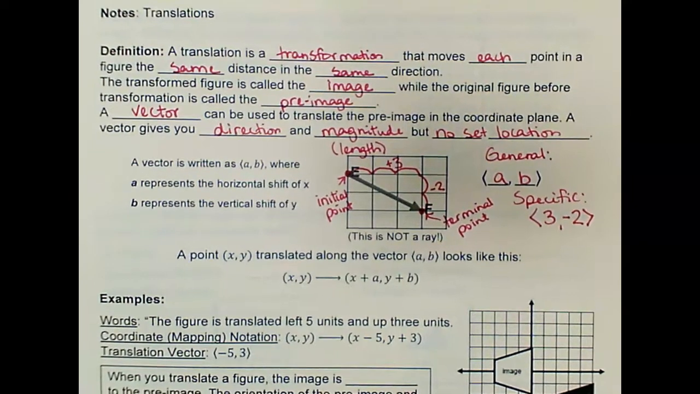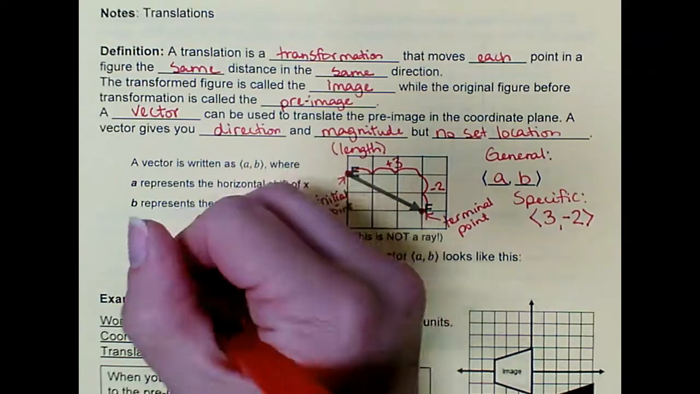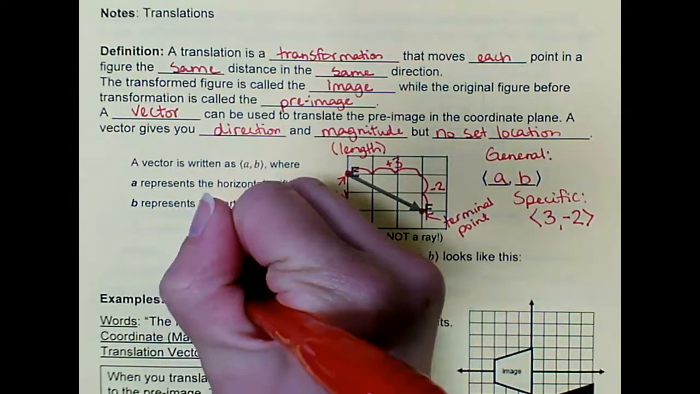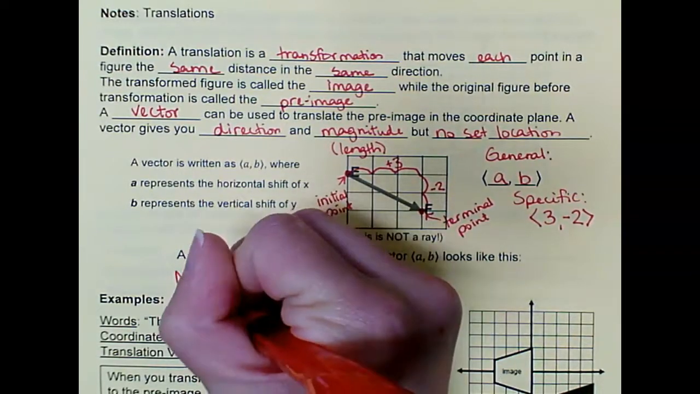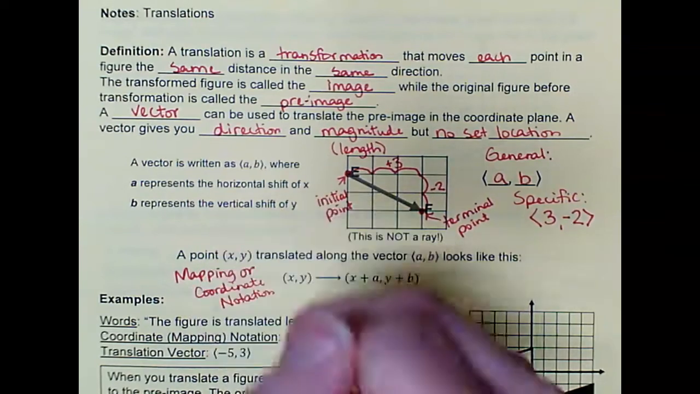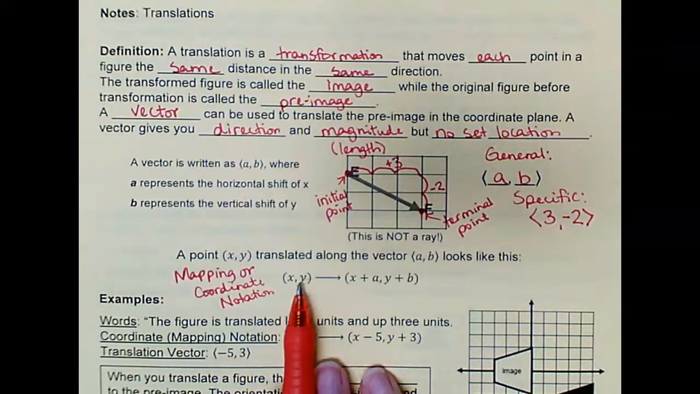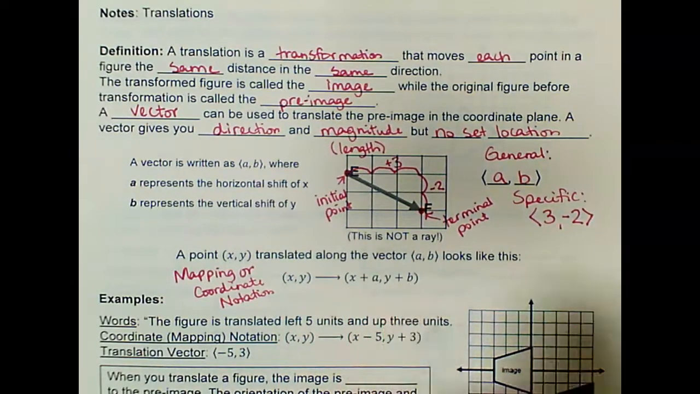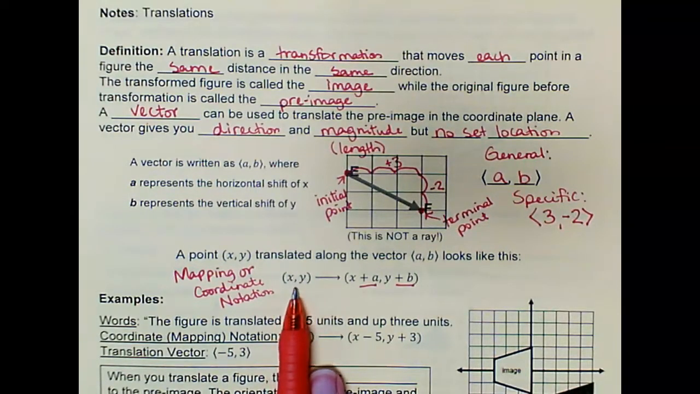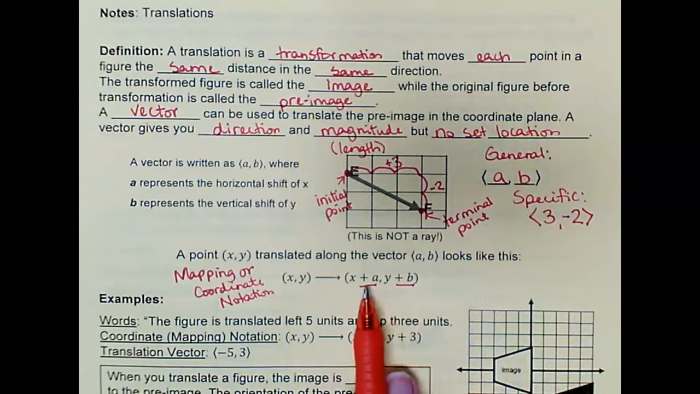So we're going to talk about vectors today. We're also going to talk about when you translate a point along a vector, sometimes you get this notation, and this is mapping or coordinate notation. So the way you read it is that the point (x, y) maps to the point (x + a, y + b). A is still denoting the change horizontally, and B is still denoting the change vertically. But it shows you that you go from your original point in your pre-image to your image point by adding A and B.